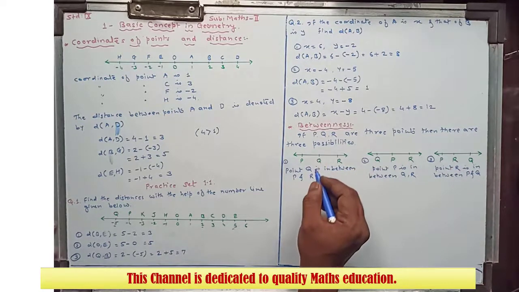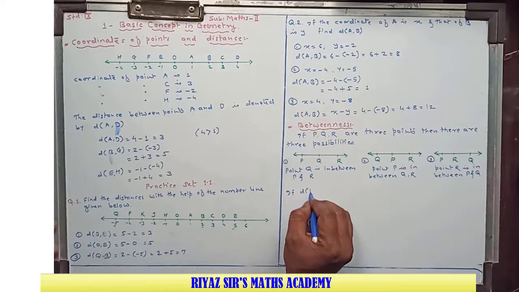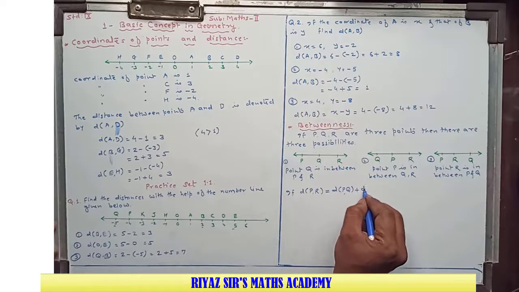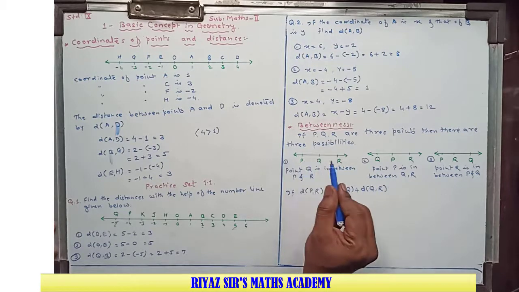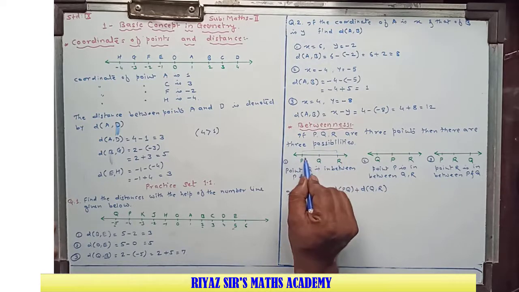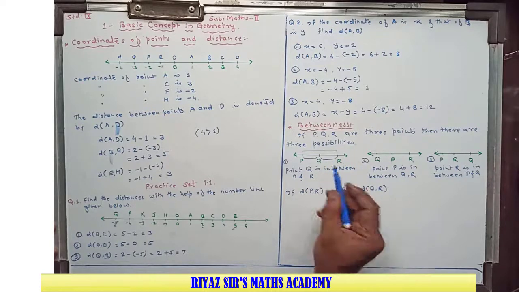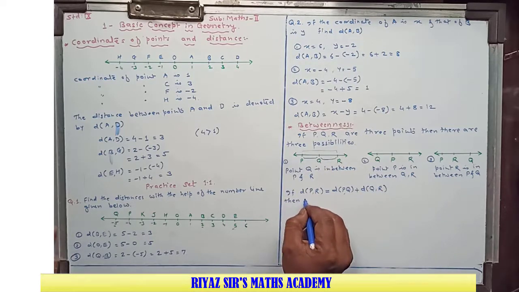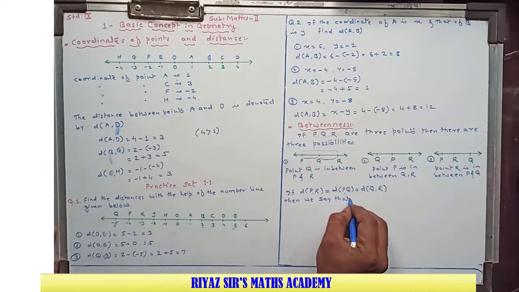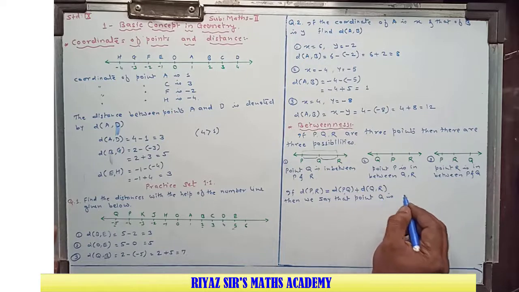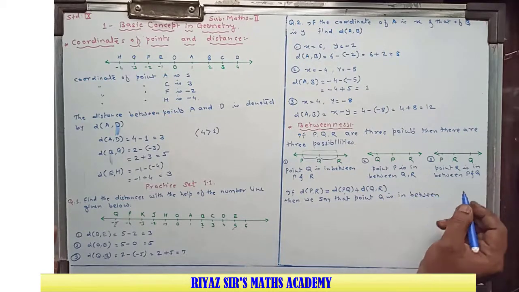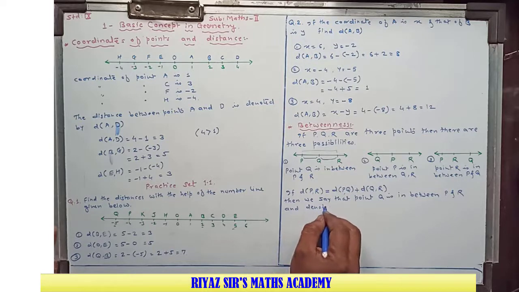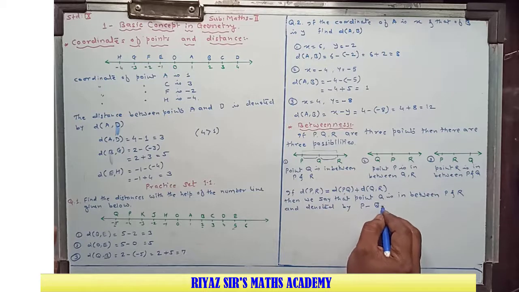Okay, so for this first figure, if distance PR is equal to distance PQ plus distance QR, understand? Distance PR means the distance from here to here, the whole distance. If this whole distance PR is equal to the addition of distance PQ plus distance QR, then we say that point Q is in between P and R, and it is denoted by P-Q-R.